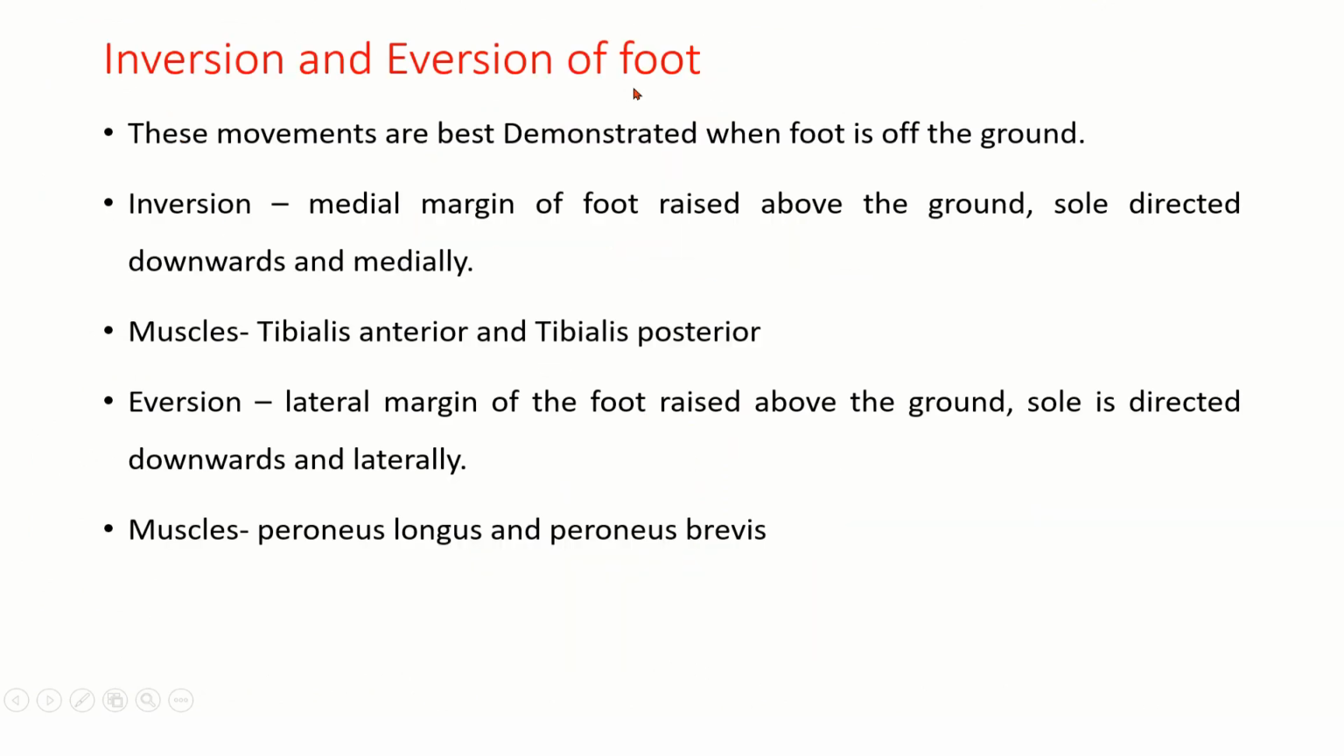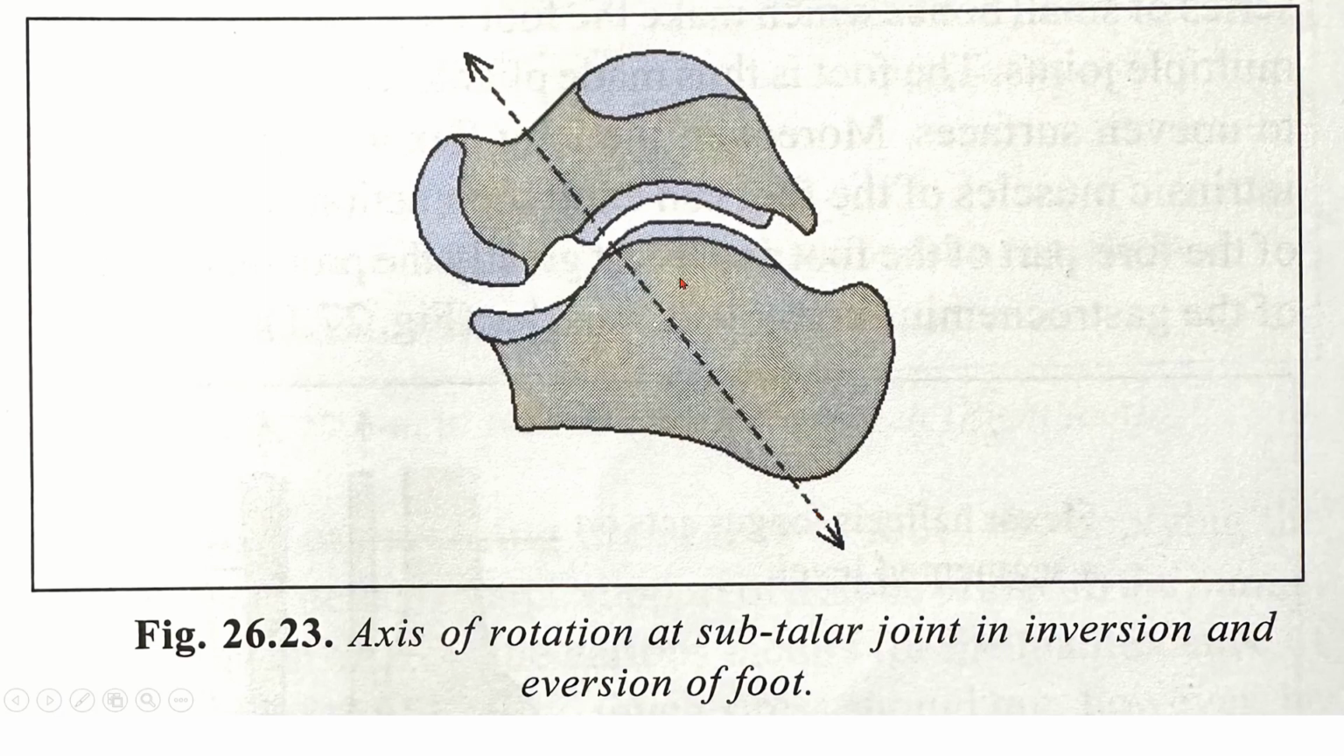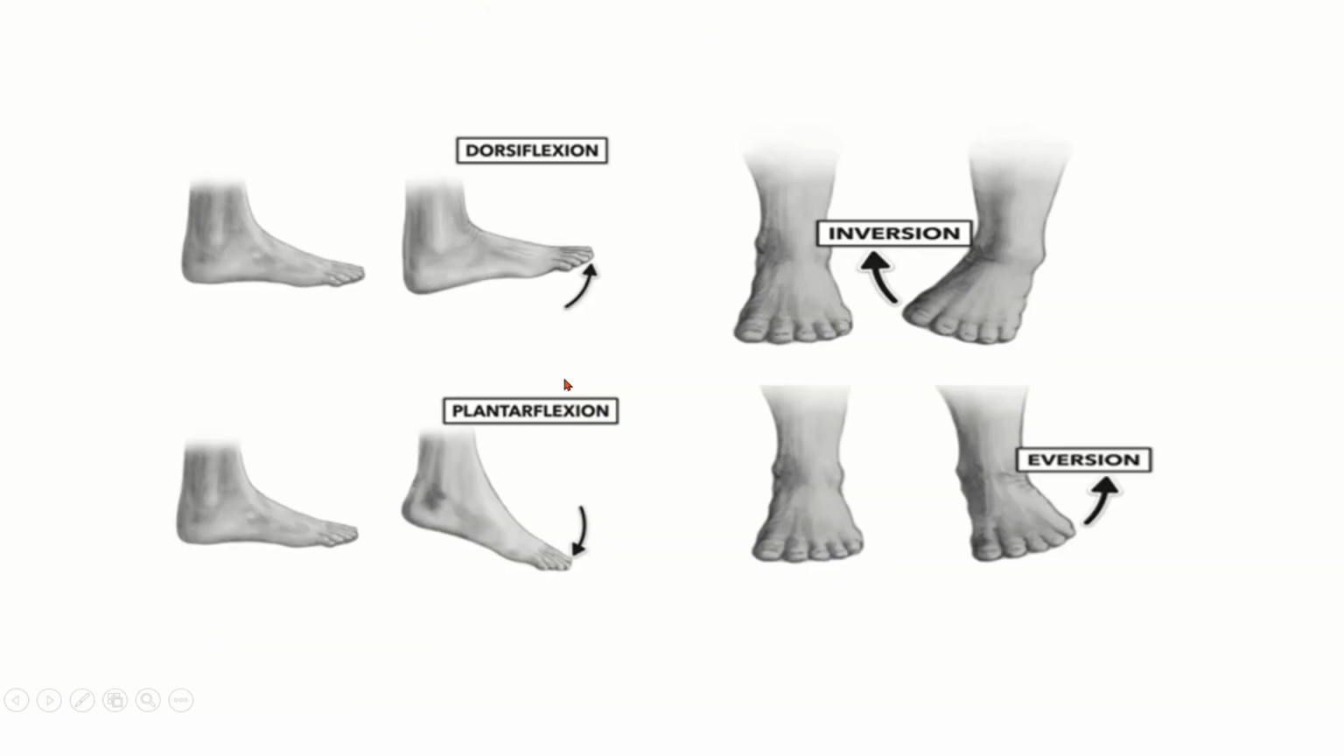So inversion and eversion of foot. These movements are best demonstrated when the foot is off the ground. Inversion movement, the medial margin of the foot is raised above the ground and the sole is directed downwards and medially. The muscles causing inversion are tibialis anterior and tibialis posterior. Eversion, the lateral margin of the foot is raised above the ground, and the sole is directed downwards and laterally. The muscles causing eversion are peroneus longus and peroneus brevis. You can see this is the axis around which there is inversion and eversion of foot.